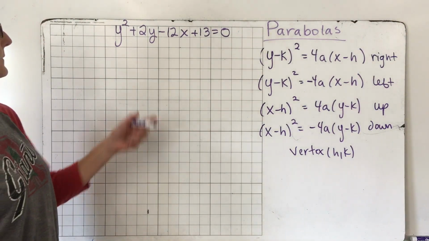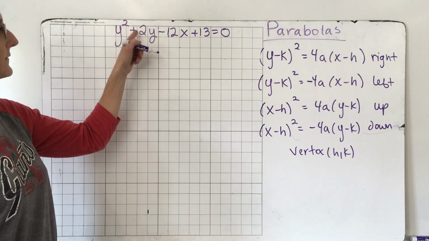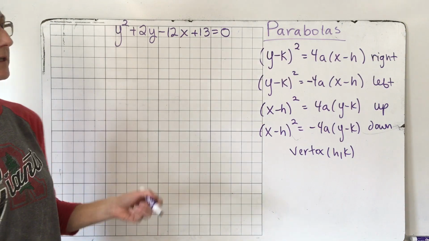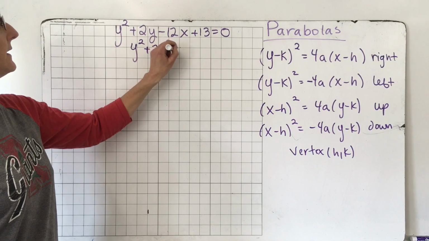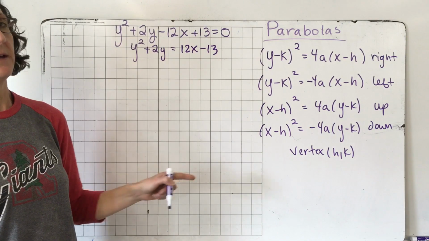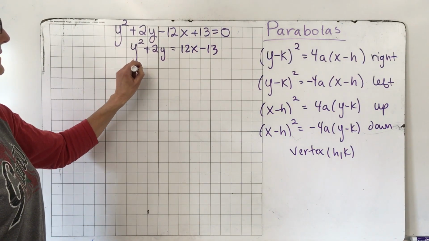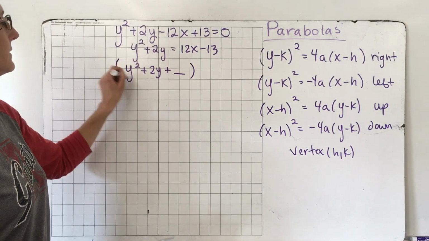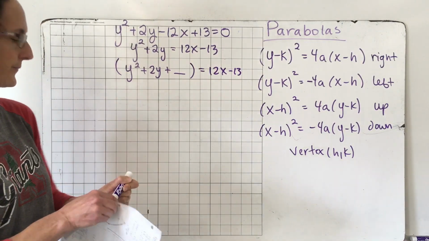All right, so in this problem, since y is being squared, the y's have to be on the left by themselves and the x's have to be on the other side with that 13. So I'm going to leave the y squared plus the 2y, and then I'm going to add 12x and subtract 13 so that only y's are on the left and the non-y's are on the right, okay? This is where you make this side factorable, so y squared plus 2y plus what number would you add there to make this factorable, okay?